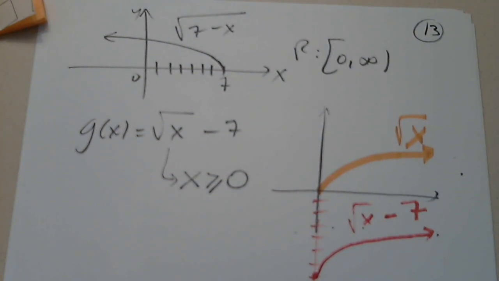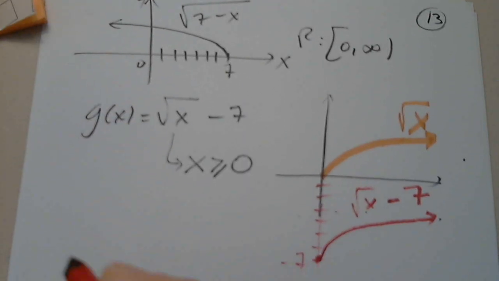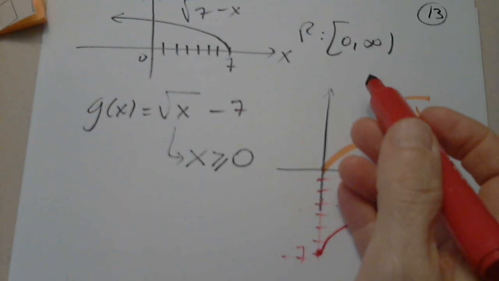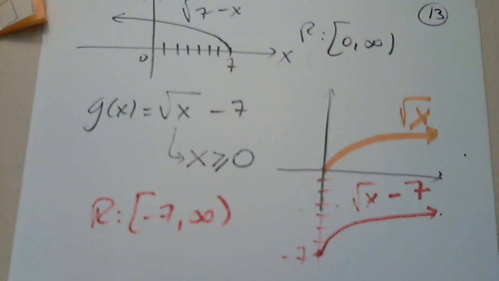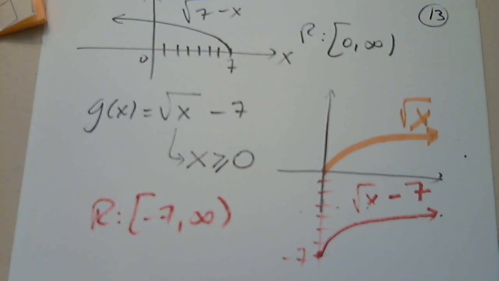What about the range? Range would be minus 7 to infinity. Yes, from the lowest to the highest. So the range, minus 7 to infinity indeed. Very good. Good. Determine the domain. Excellent.